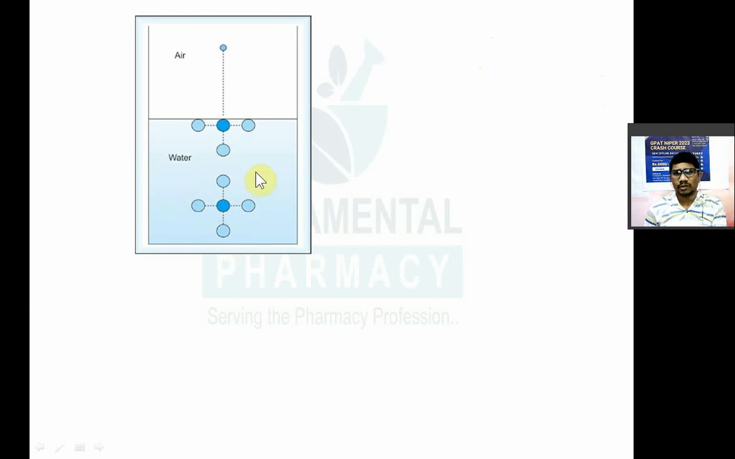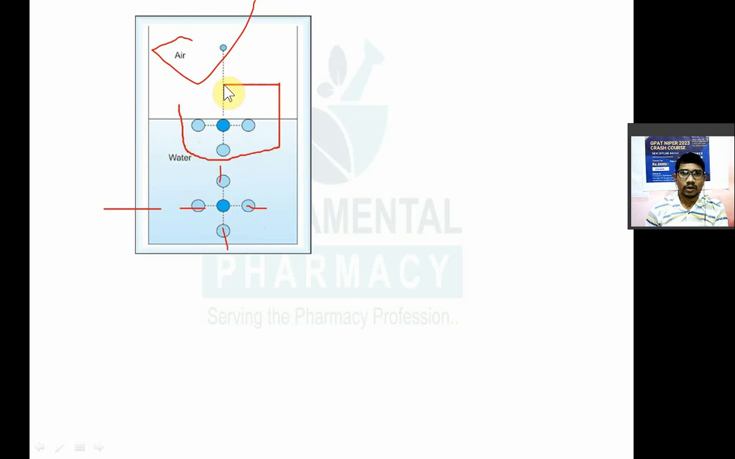Consider a water molecule in a beaker. Above the water, you have air. Below, in the bulk of the liquid, there is a water molecule. Consider this water molecule, which is in the bulk. It is attracted equally from all sides by other water molecules. So the total force on this molecule is nullified because it is being equally attracted from all sides. But consider a molecule which is on the surface.